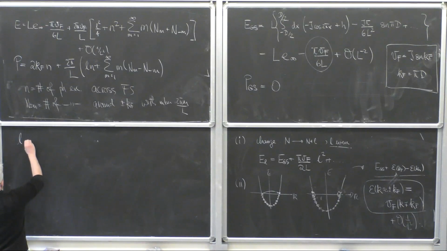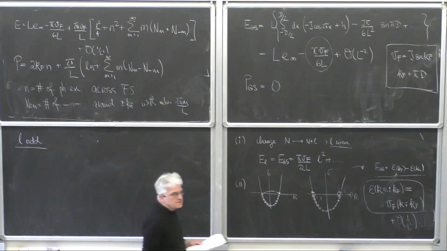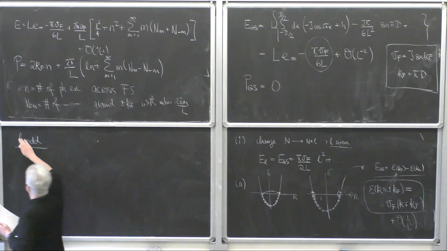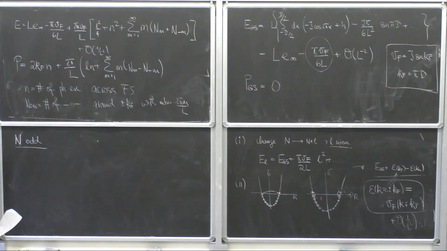Now, for N odd, you can repeat everything I just did, and it gives you the same answer. The only difference is that here little l was even, and if I consider the sector with odd particle number, little l will be odd. So in other words, if I combine both sectors, I always get these formulas where l is now just an integer.